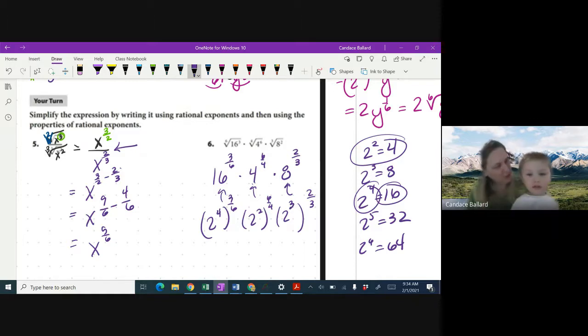I know, those are mommy's notes, aren't they? Those are mommy's notes. Okay.